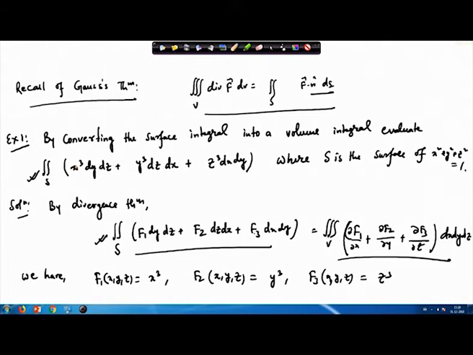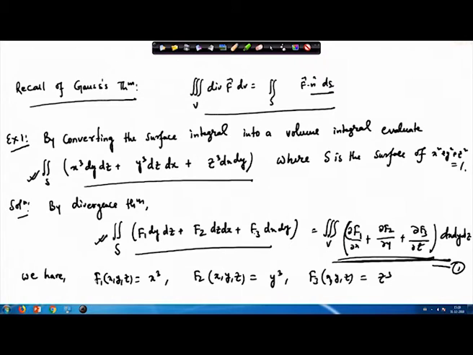Now, by the divergence theorem, let me name this equation as 1. From equation 1, if we convert this surface integral into a volume integral, it will take this form, where V is the volume enclosed by this sphere S, and we have to evaluate del f1 by del x.